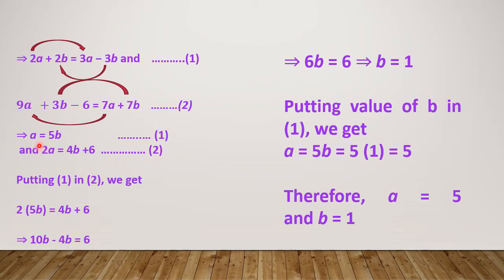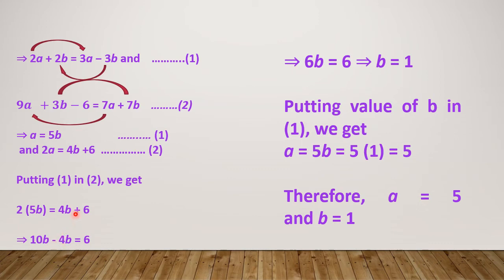Now it is very simple to substitute a is equal to 5b in the second equation. Wherever you find a, you replace this a with 5b in a bracket. Put 5b in the bracket. So 2 into 5 is 10b. That is equal to 4b plus 6. Now the equation is converted into an equation in one variable.